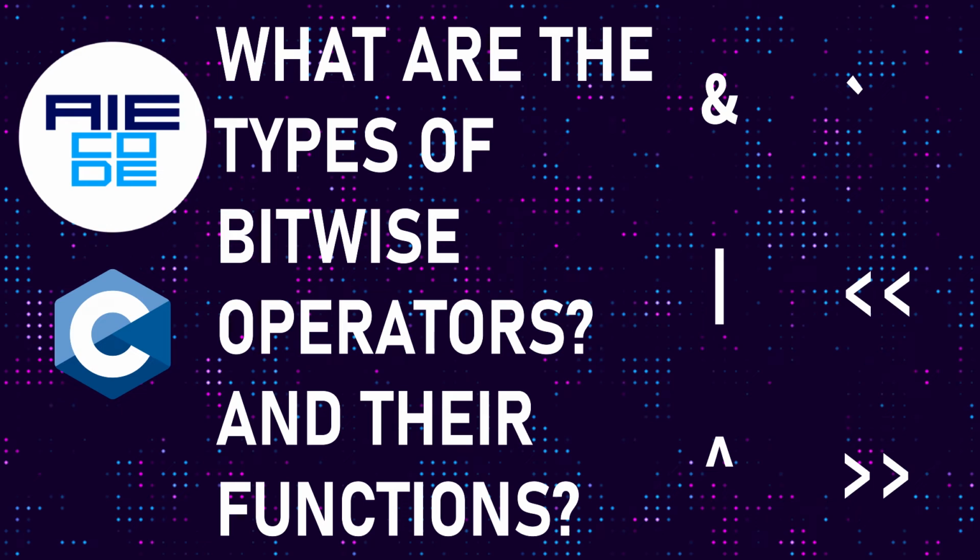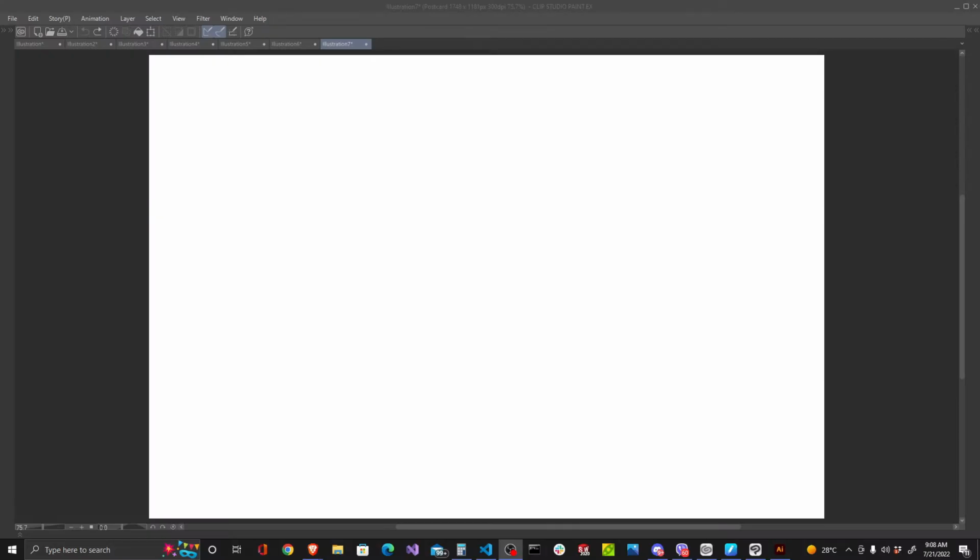Hello guys, so right now we're going to discuss the topic about bitwise operators. The bitwise operators in C programming have 6 types, and the first one is the AND operator. And also the second one is the vertical bar, which is the OR operator.